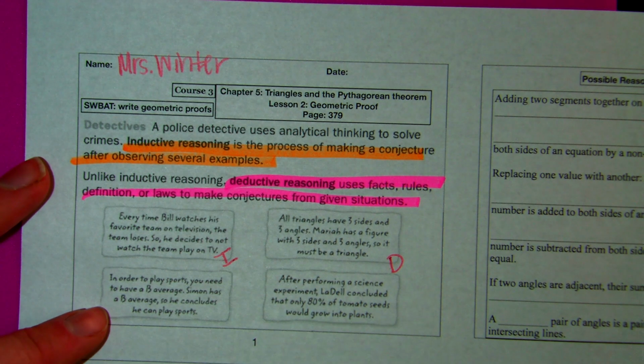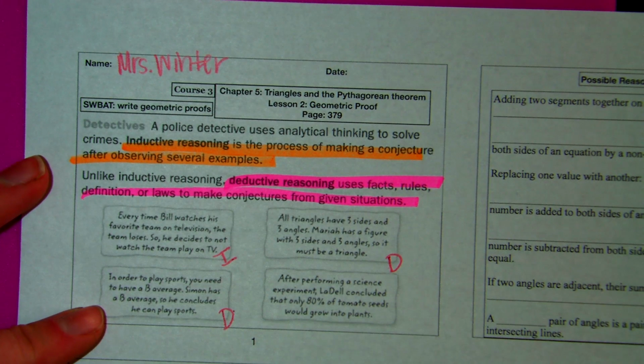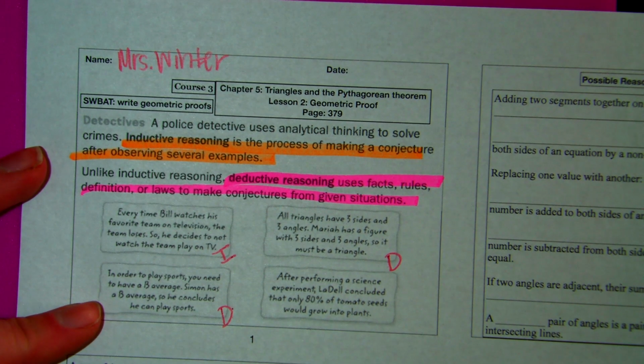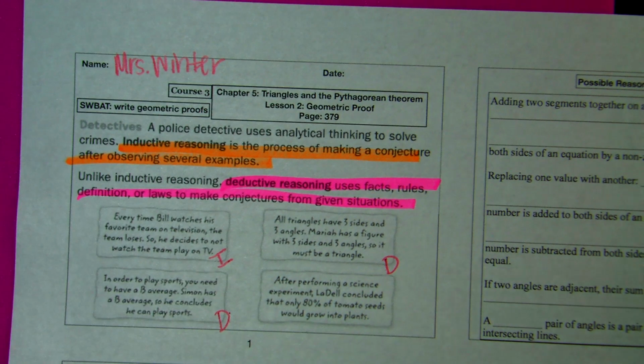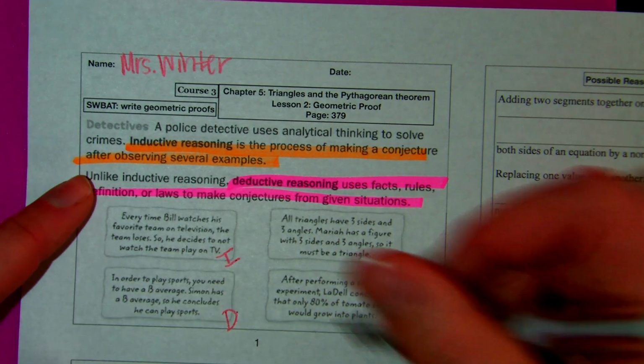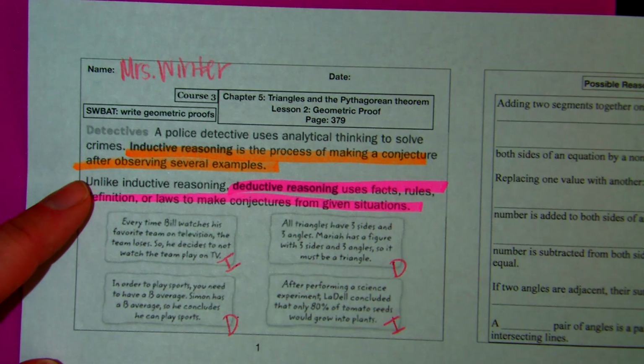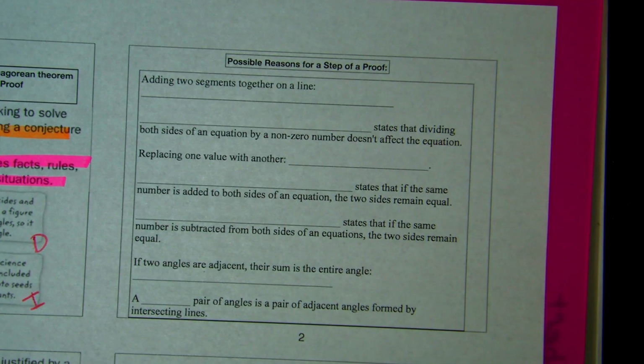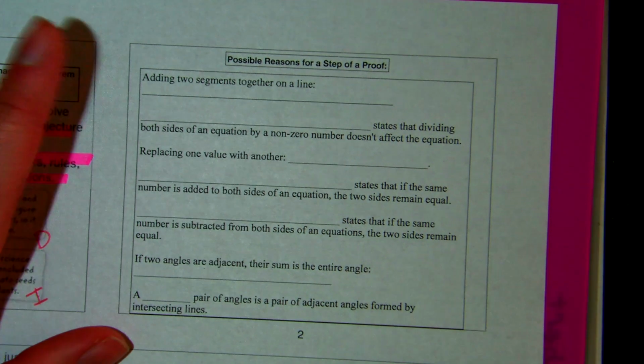That's a fact. After performing a science experiment, Liddell concluded that only 80% of tomato seeds would grow into plants. So did she use a fact? No, she just watched her plant grow. Okay, so on this next slide, these are not vocab words, but they're things that might help us on our coming up homework that we should be familiar with.